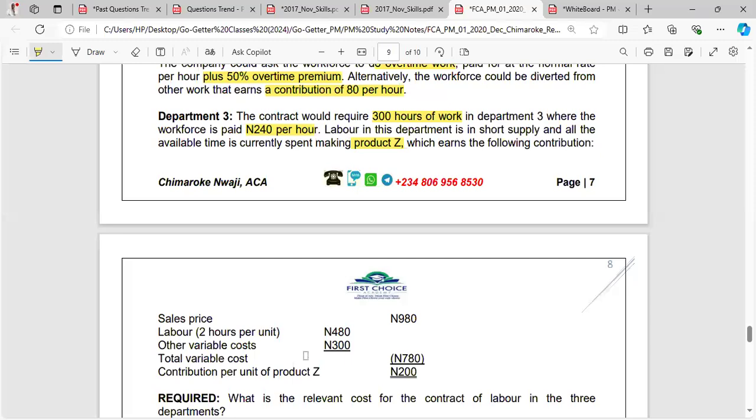It is earning 200 naira contribution per unit. Okay, 1 unit, 200 naira. Now it is taking us 2 hours per unit. Okay, so this is what we are going to do now.